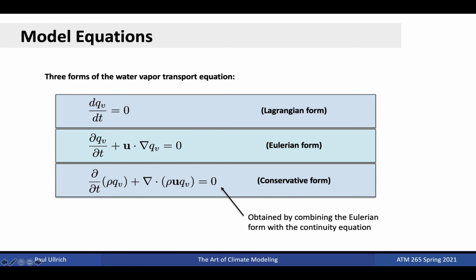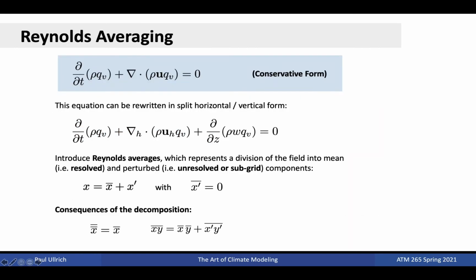And if we use product rule to combine this form of the equation with the mass continuity equation, we obtain the conservative form of this equation, which relates the time rate of change of the water vapor density to the divergence of the water vapor flux. We'll be working with this last form of the equation because its discrete analog, in the finite volume or finite element context, preserves the principle of conservation of mass. Because horizontal and vertical scales are so disparate in atmospheric models, it's useful for us to separate the terms for horizontal and vertical mass flux.